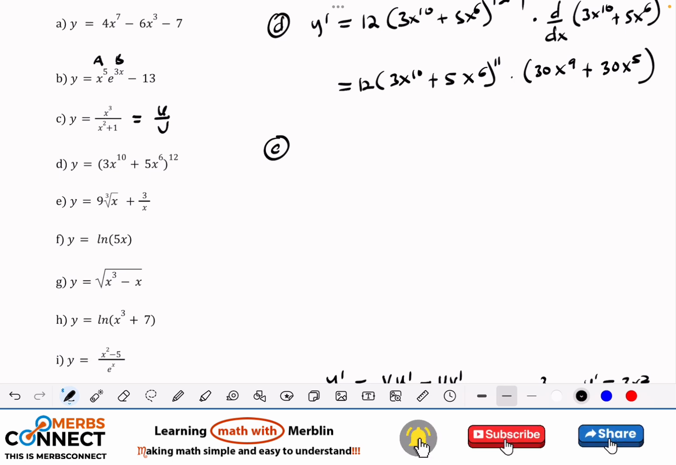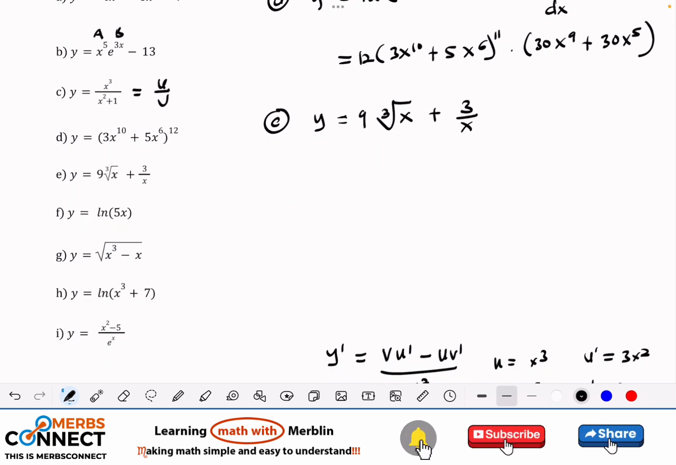So I said anytime I have a radical, I need to simplify it first. So I have y is equal to 9 cubic root of x plus 3 over x. So I can simplify this and have my y to be 9 x to the power 1 over 3, right?